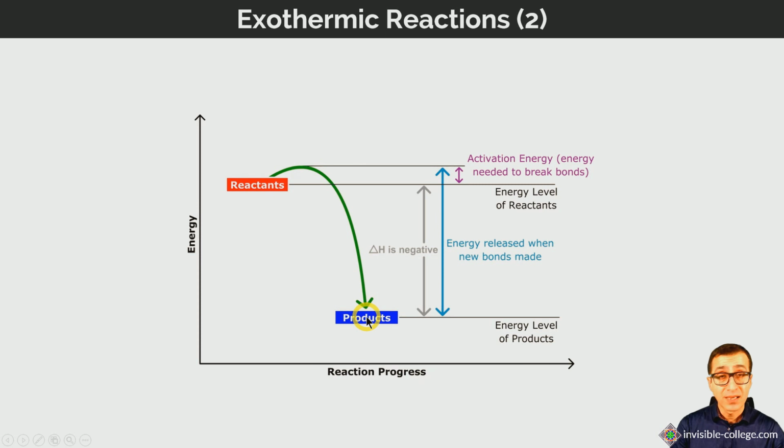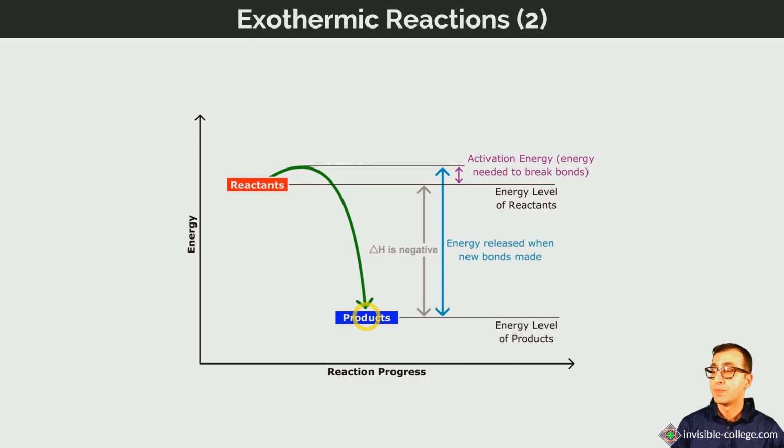So bond making is an exothermic process. It releases heat energy to the surroundings. To break chemical bonds, you have to put energy in. It's an endothermic process because you're taking more stable atoms bonded together and splitting them apart and putting them into an unstable condition.